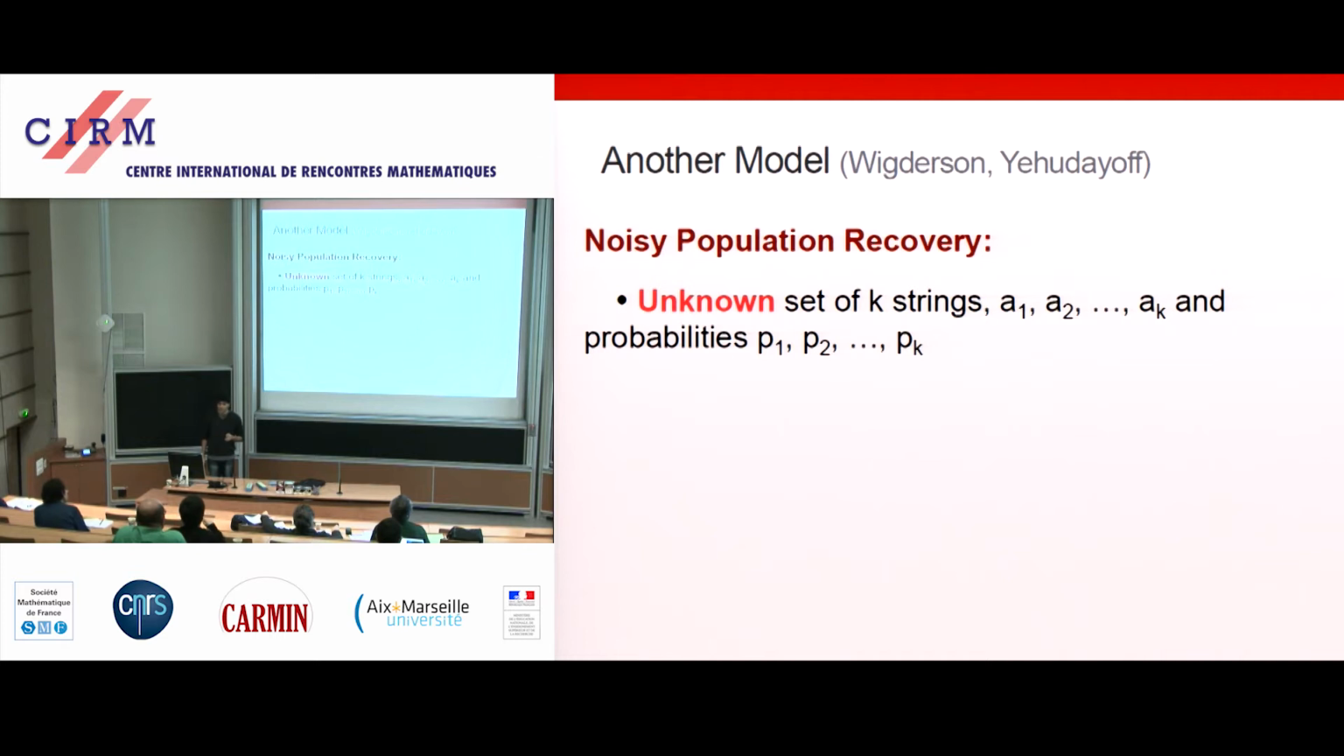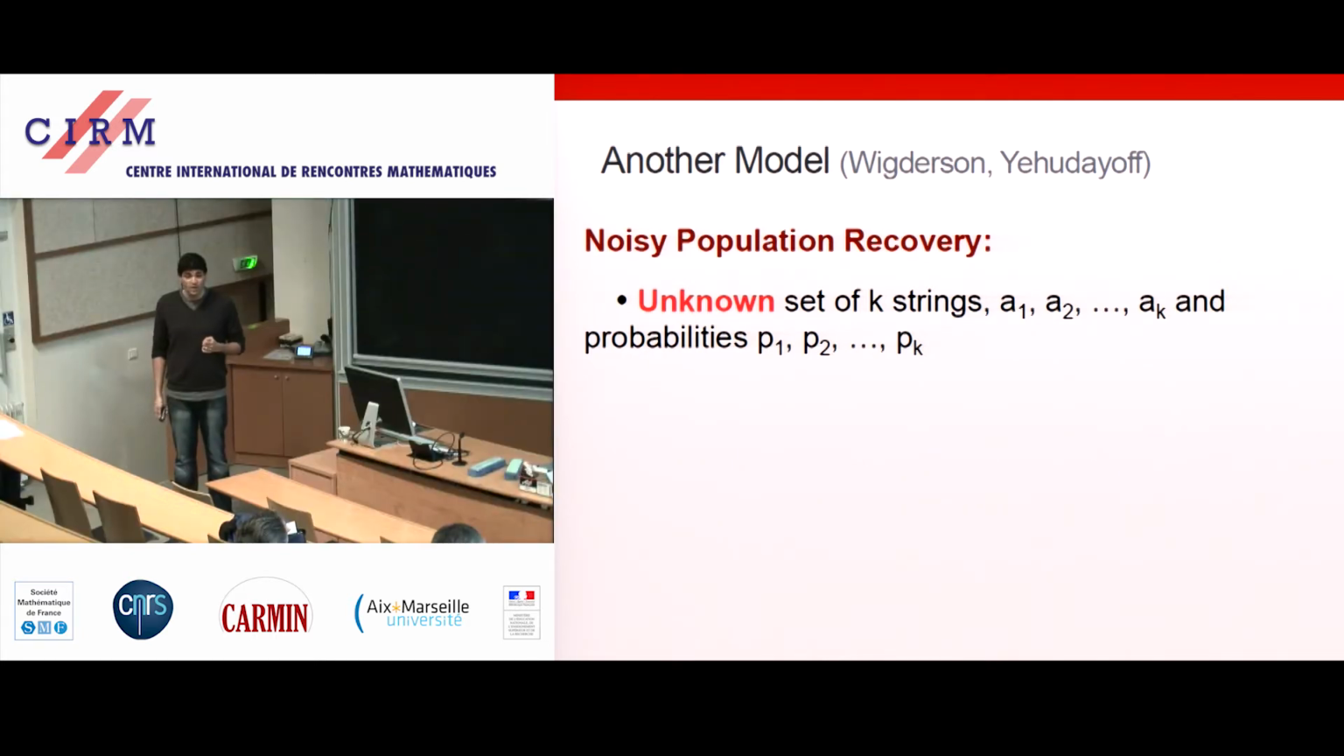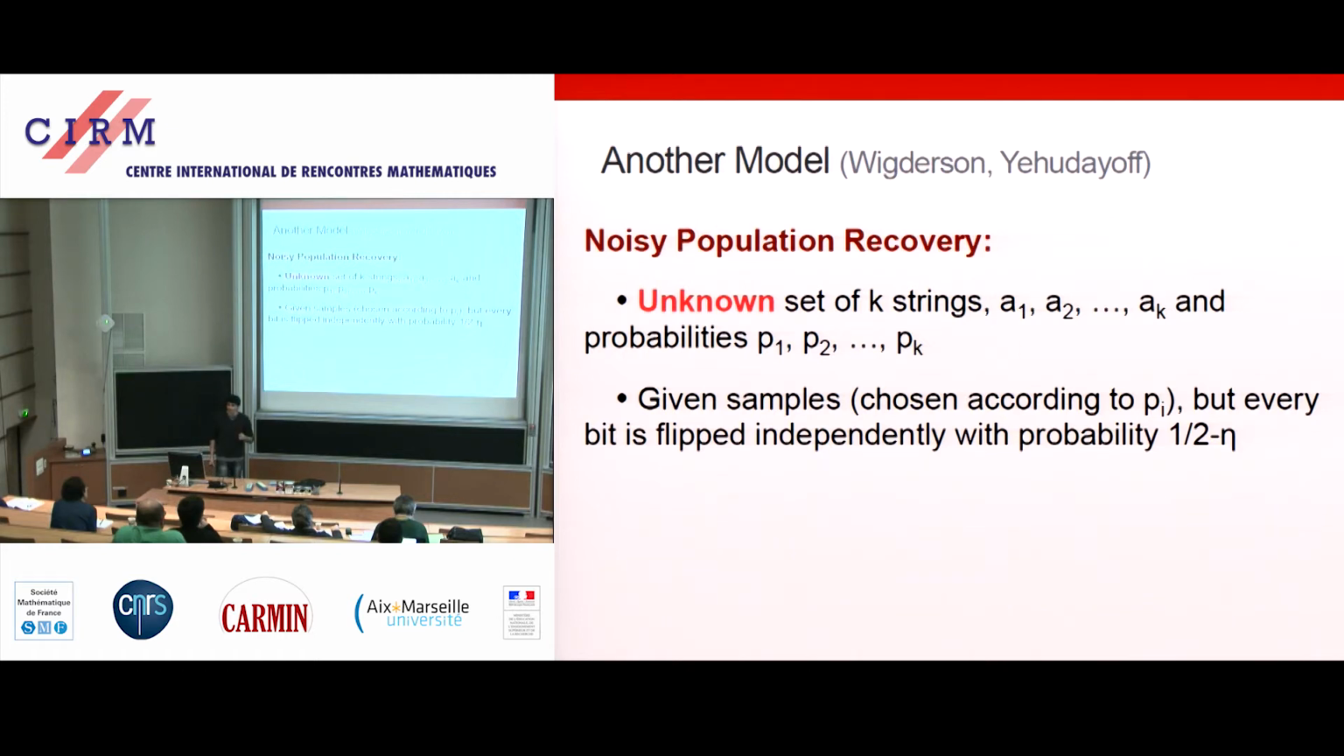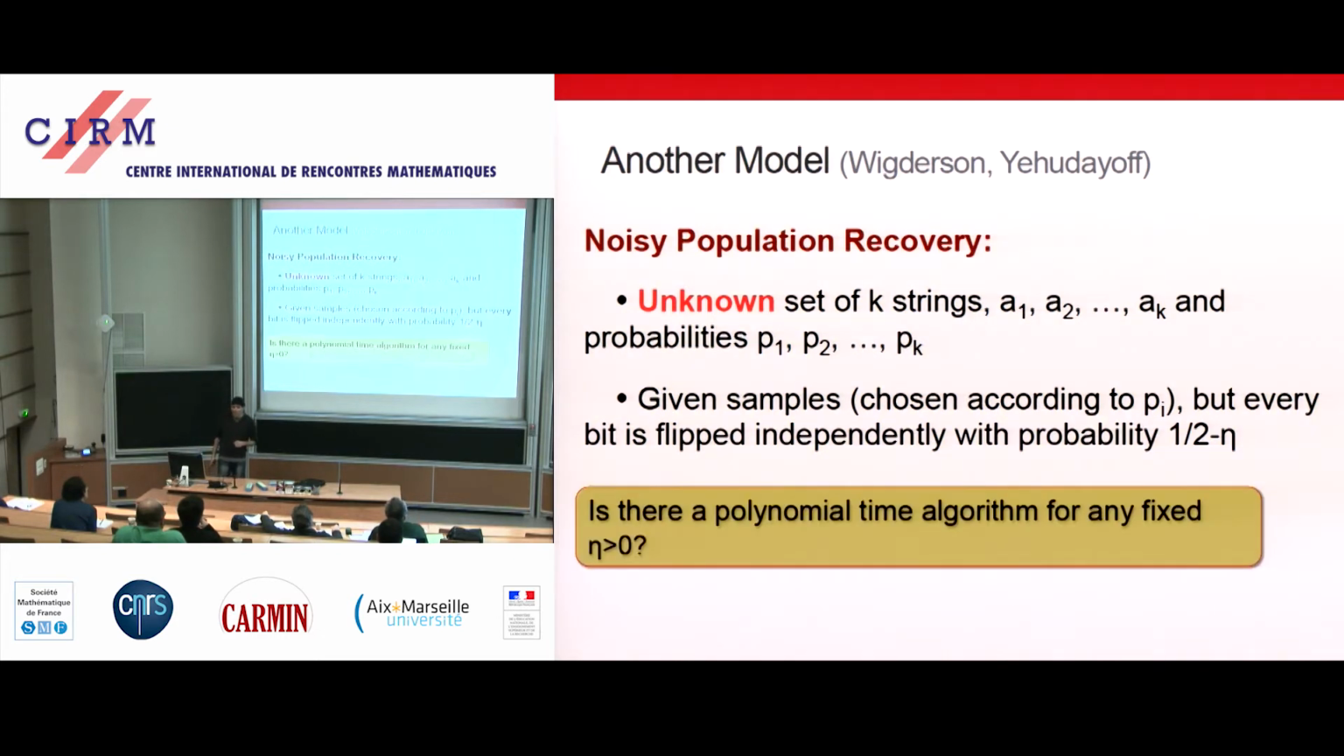There's a harder problem that I don't know how to solve, which is noisy population recovery. This was studied later by Vigderson and Yehudayev. It's even more natural, because you have unknown k strings, probabilities P1 to PK. But now the catch is that you don't know what's been changed. So instead, you're going to have some flip probability of half minus eta. Now, you want to say that even for very small values of eta, like 0.01, where you're getting very little signal, you really can recover the underlying population.